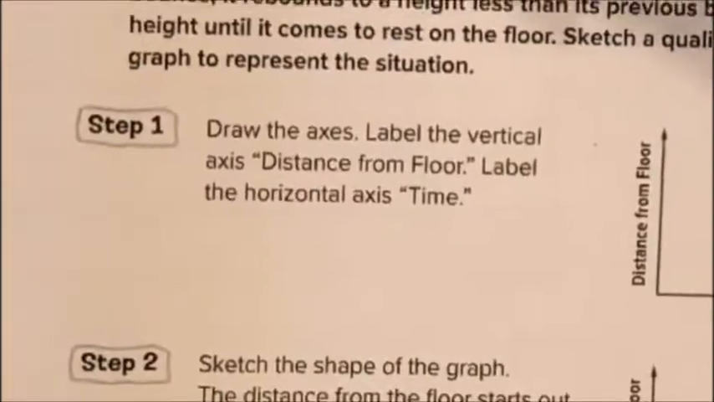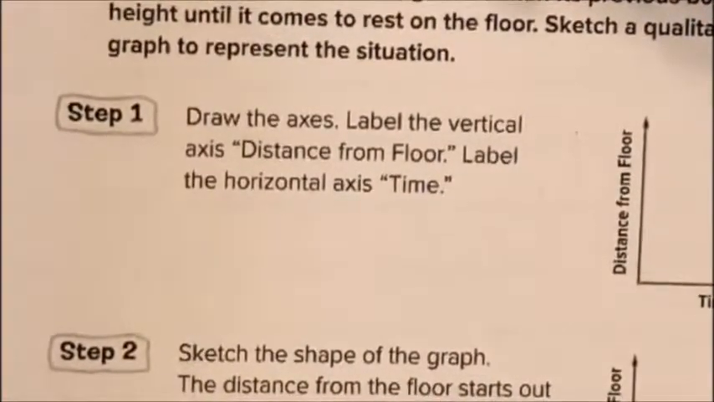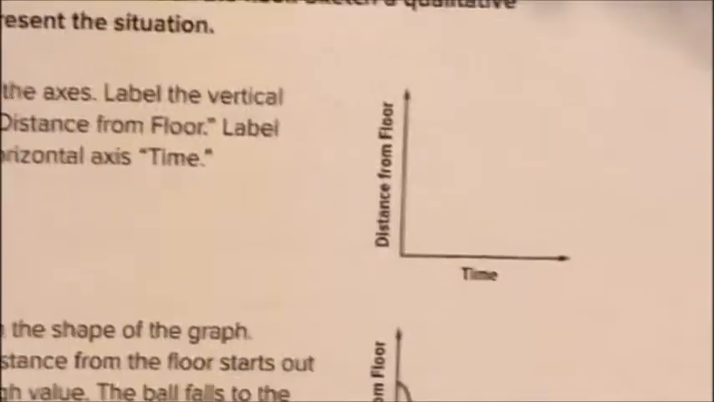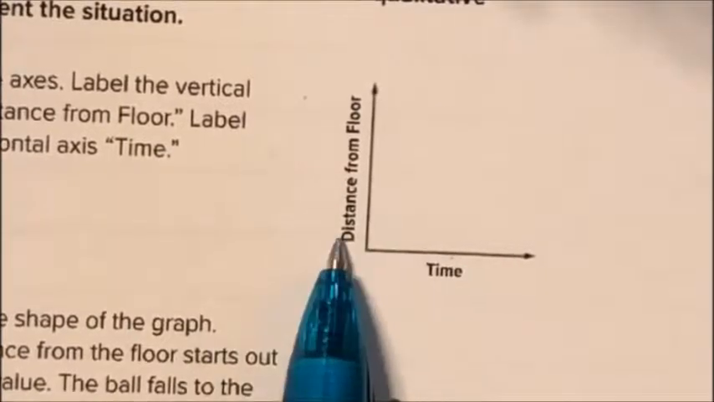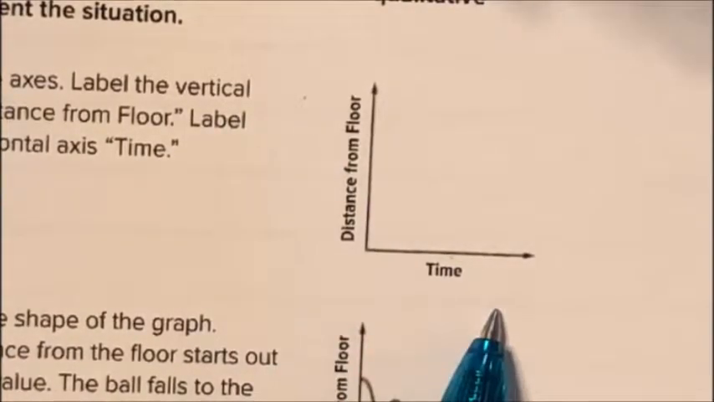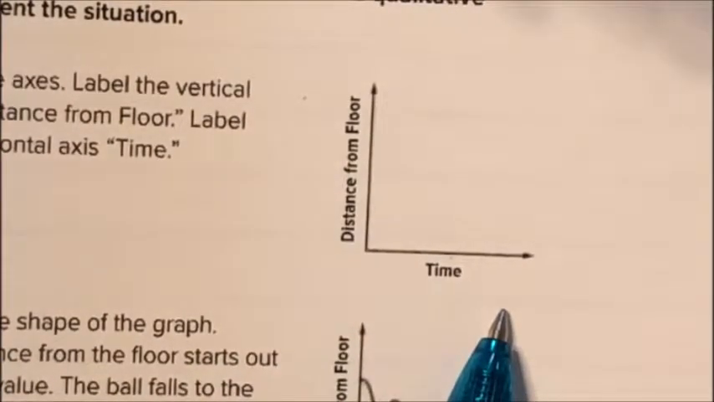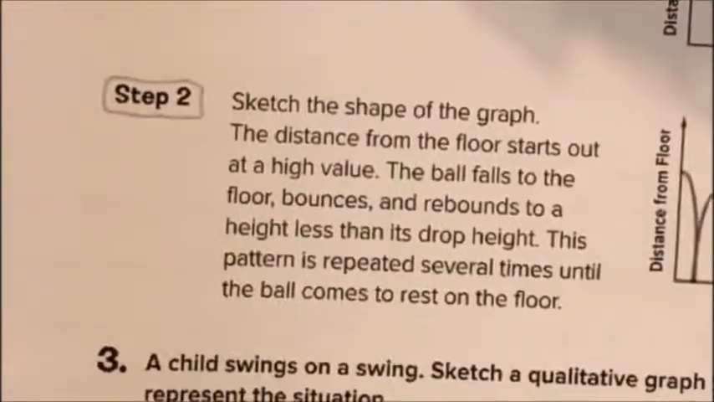So the first thing I want to do, step 1, is draw the axes. Label the vertical axis distance from floor and label the horizontal axis time. So here I am: distance from floor and time, because those are the two things that I'm measuring. Then I can sketch the shape of the graph.